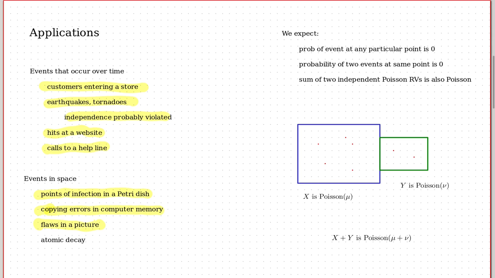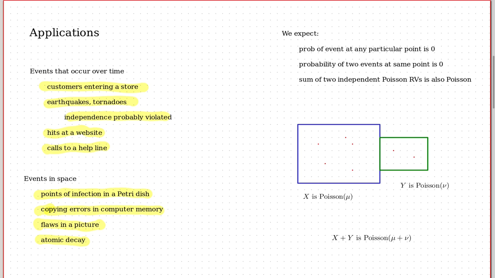Flaws in a picture, so that would be like a two-dimensional structure where you could have glitches in either a digital image, or you could have actual flaws or chips in a physical picture. You could have atomic decay. You could have a block of uranium or something where particles decay at random places, right? And so those are all things as well that you can model using the Poisson distribution. So it's quite versatile in that respect. You can use it for both space and time.